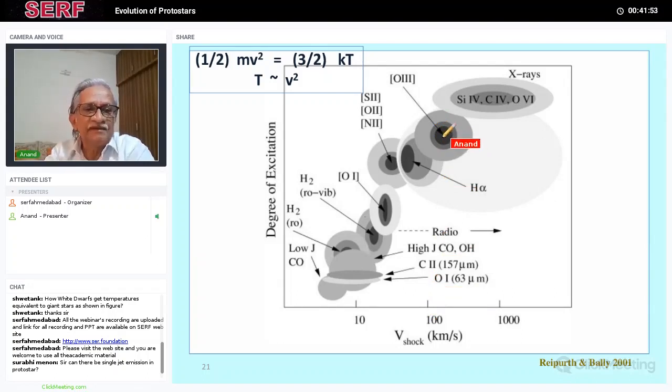So it depends on the ionization potential, how many electron volts it requires to remove an electron. And at much higher velocities, silicon 4, where three electrons are removed from the silicon, carbon 4, oxygen 6, and so on, occur. Also, thermal X-rays can be emitted from these shocked regions if the shock velocity is sufficiently large.